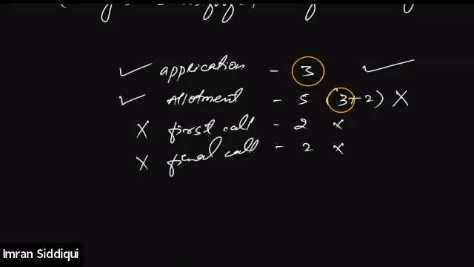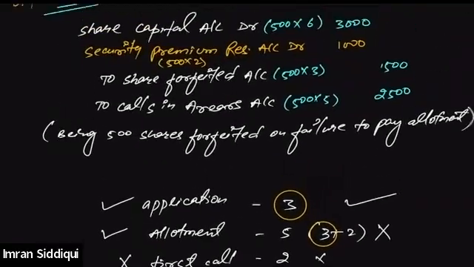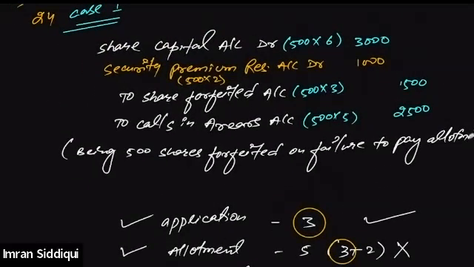Halima, is that clear to you? Yes. Okay, so the journal entry for this will be share capital account debit, and 500 shares are being forfeited now. So 500 shares into called up value, 500 into 6. Is that right, everyone? 500 into 6, that will be 3,000. Got it?